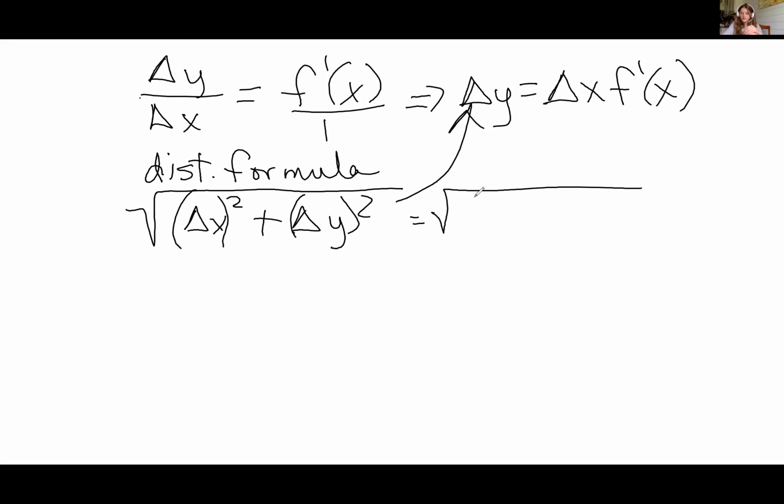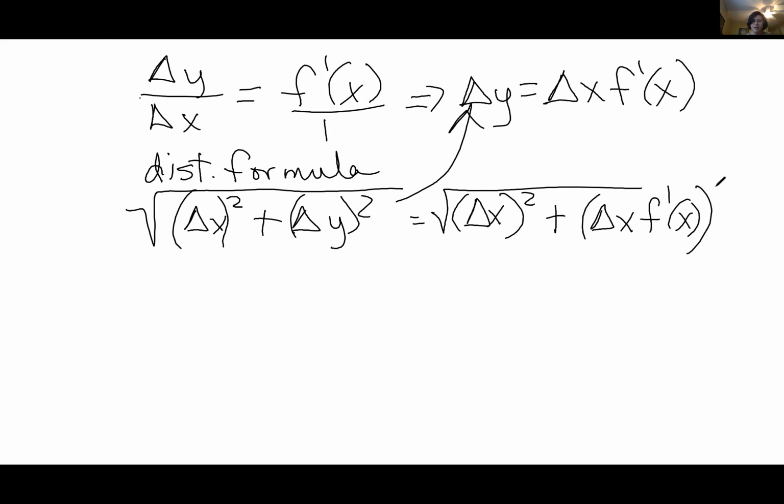The delta x times f prime of x. So delta x squared plus, we're going to put all of this in place of delta y. So we're going to have delta x times f prime of x, and both factors squared.